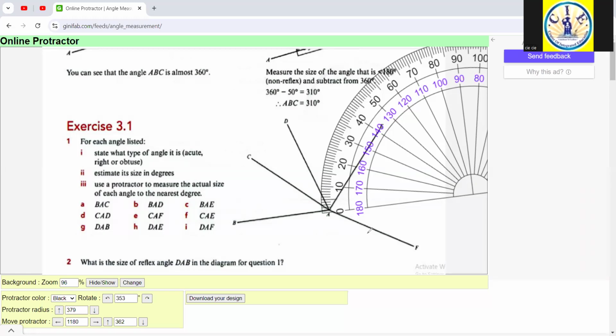Now you're going to solve exercise 3.1. Its question number 1 is, for each angle listed, state what type of angle it is: acute, right, or obtuse. An acute angle, we know, is an angle that is lesser than 90 but greater than 0 degrees.